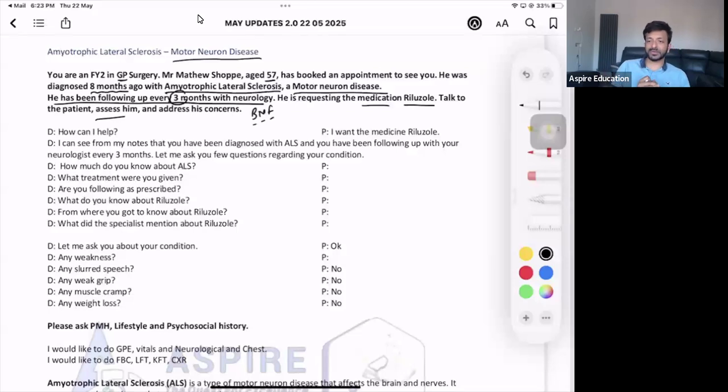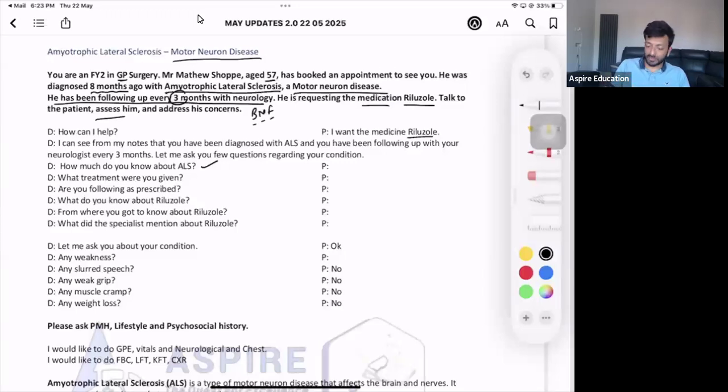Now I think somebody asked me a question about follow-up also. If a patient comes on follow-up, how should I be managing these cases? Right. So, how can I help you? I want riluzole. Okay. Then I would like you to use the information that is given to you in the question. So you can say, I can see from the notes that you've been diagnosed with a motor neuron disease, amyotrophic lateral sclerosis, and that was 8 months ago. Am I right? Yes, doctor. If you do that, it feels like you have come prepared, and the patient will feel happier with you. Now, what you can do is ask the patient what they know about this motor neuron disease. How much do you know about ALS?